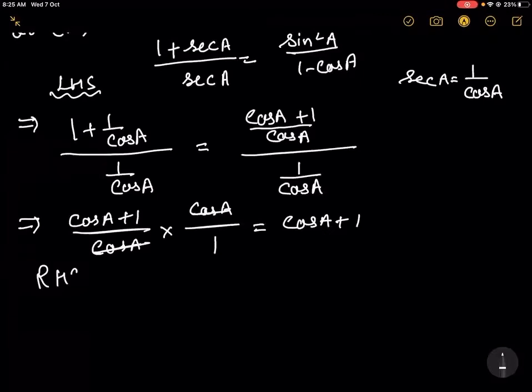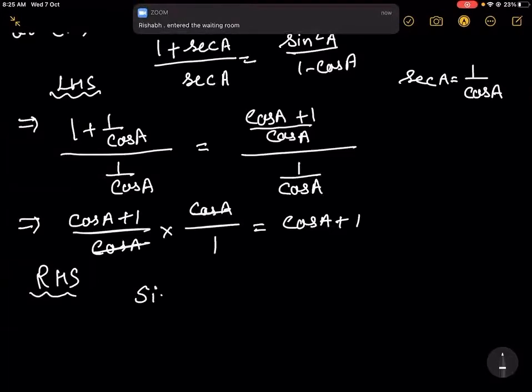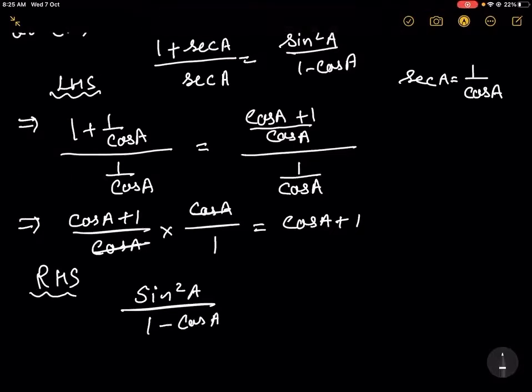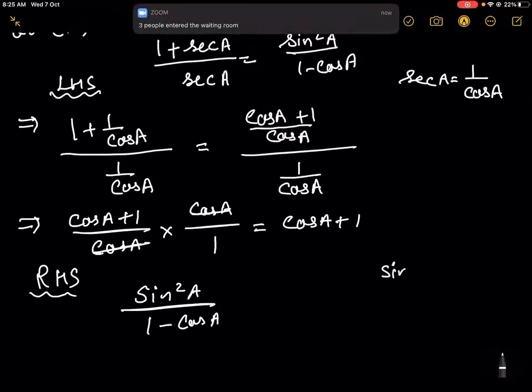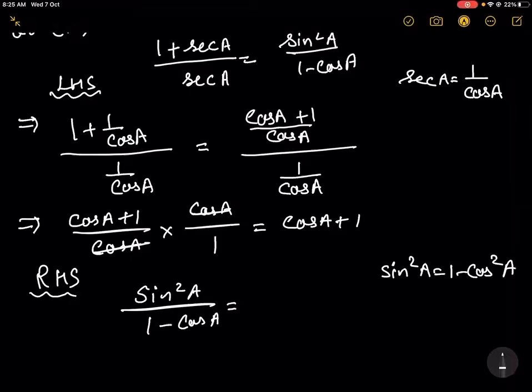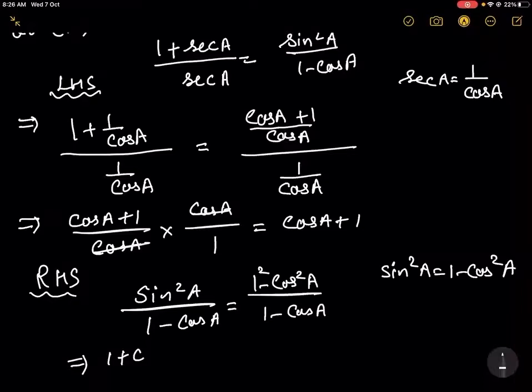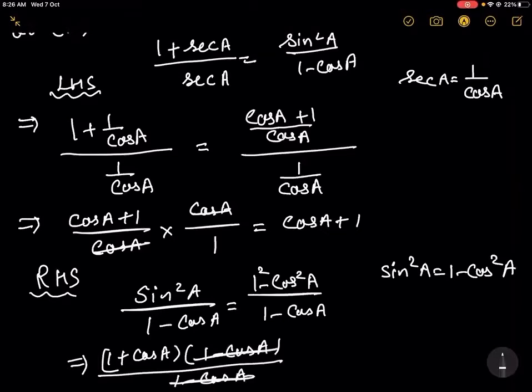Now, if we solve RHS, RHS is sine square A upon 1 minus cos A. Instead of sine square A, we can use the identity: sine square A is equal to 1 minus cos square A. So instead of sine square A, we write 1 minus cos square A. A square minus B square is (A plus B)(A minus B). So LHS equal to RHS.